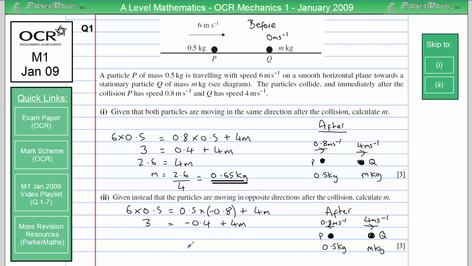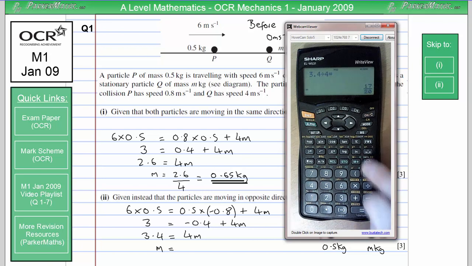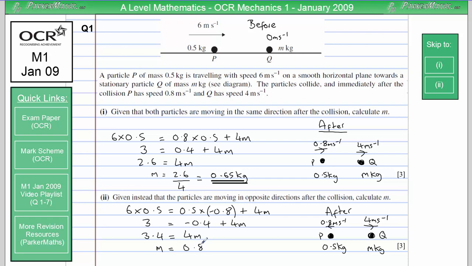This time we're going to add 0.4 to both sides, so we get 3.4 equals 4m. So to get m, I'm going to do 3.4 divided by 4, which gives me 0.85 kilograms. So for part 2, the mass of Q is 0.85.